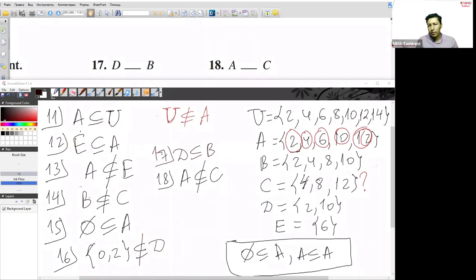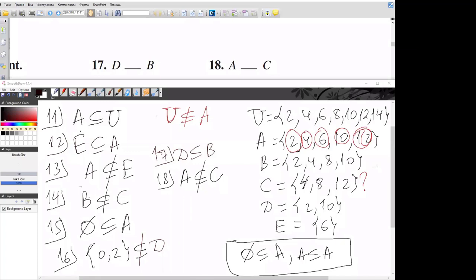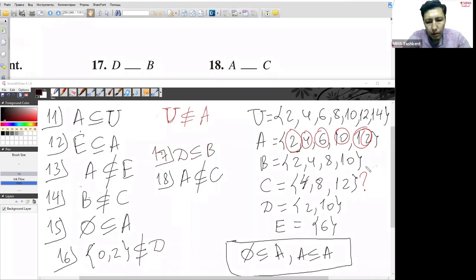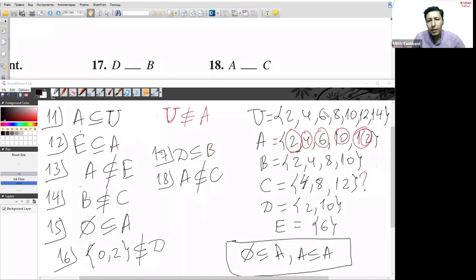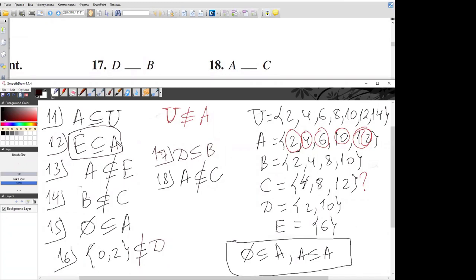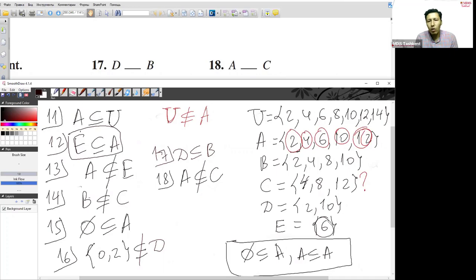If there are the same numbers in B or C, for example, it will be a subset, right? No, subset means, for example, this one: E subset of A means all the elements of E are also elements of A. Because of 6, yes. All elements of E are also elements of A. Therefore, E is a subset of A.